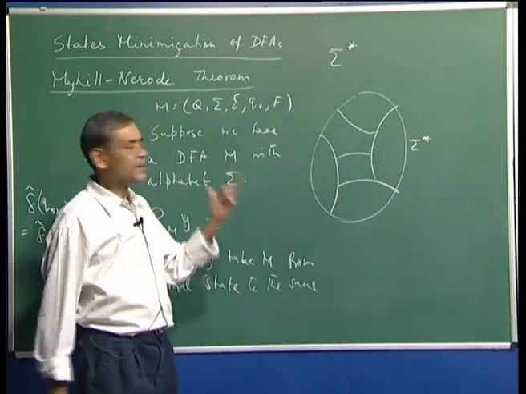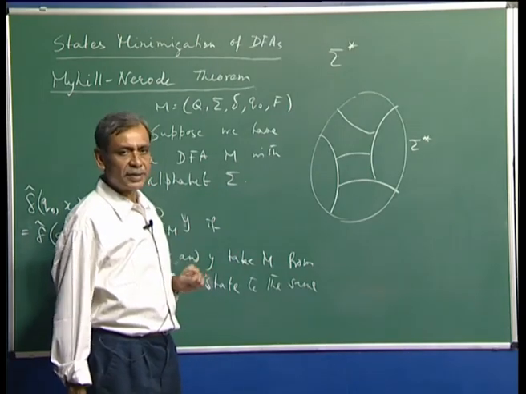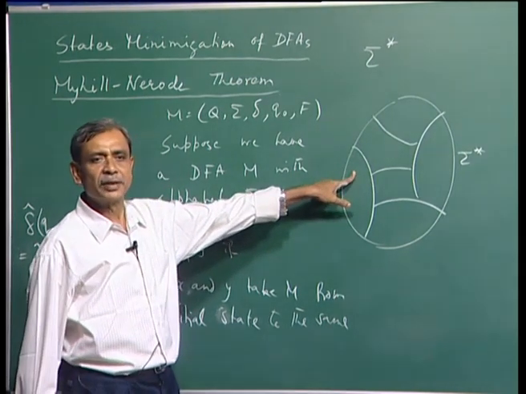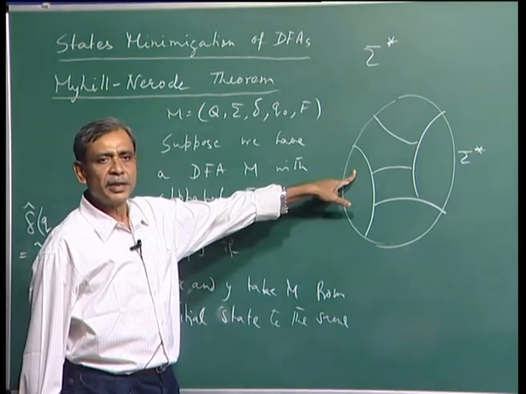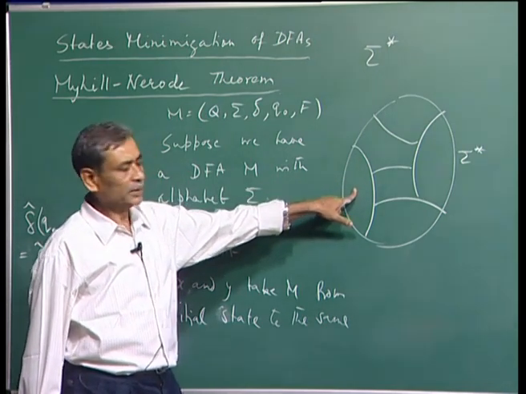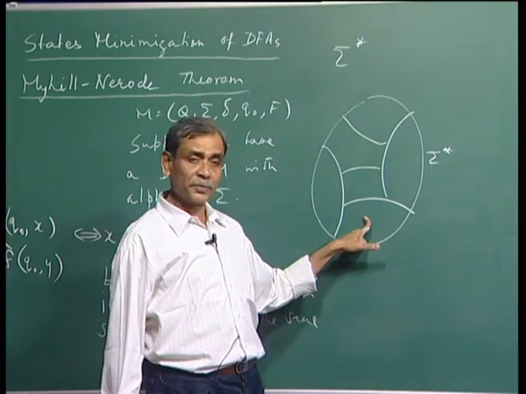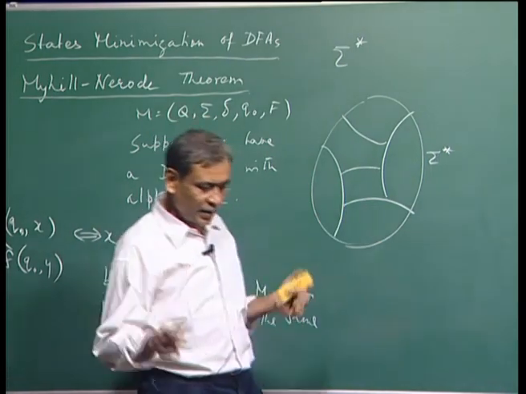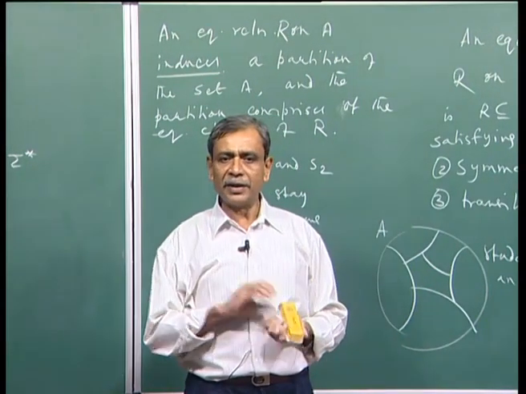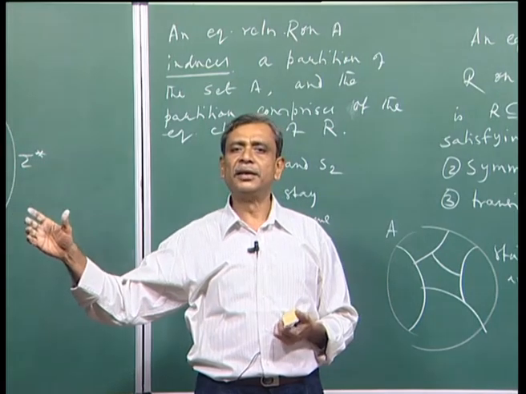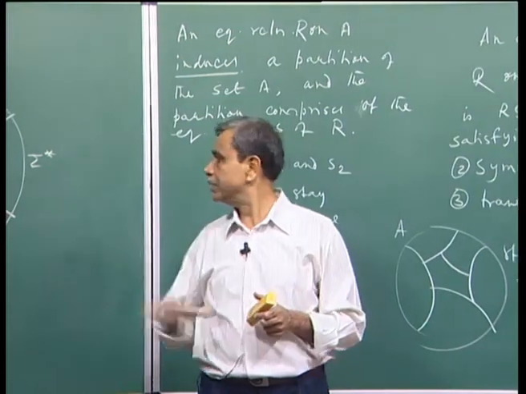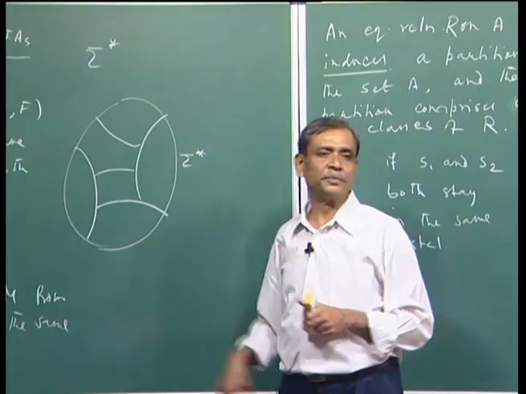And what are these equivalence classes, the partition classes? Clearly, each is the set of all strings which take the machine from the initial state to one particular state, another is the set that takes it to another state from the initial state and so on. So, essentially if you take sigma star and the set of states, then all strings which take the machine to one state constitute one class and so on.